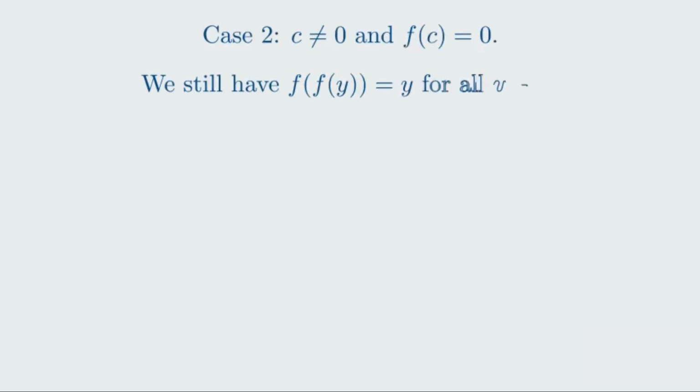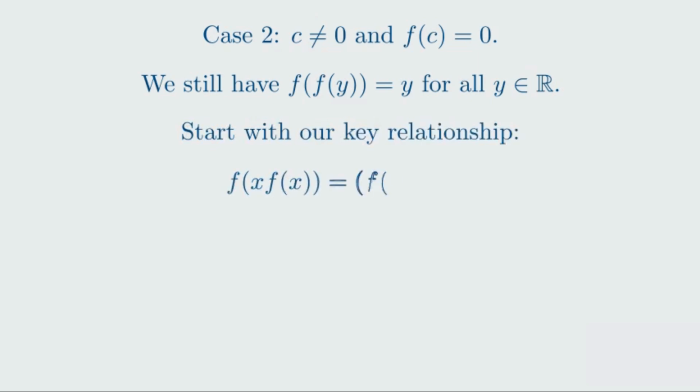Remember, for this case the equation f of y equals y still holds. We found this result by proving that a root c must exist regardless of its value. So f is still its own inverse, which is a powerful tool for manipulation. Our key relationship was f of x times f of x equals f of x squared plus c. Let's start with this. This equation tells us that applying f to the term x times f of x gives us the value f of x squared plus c.